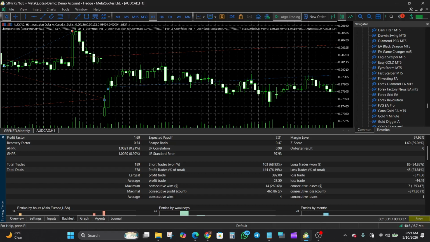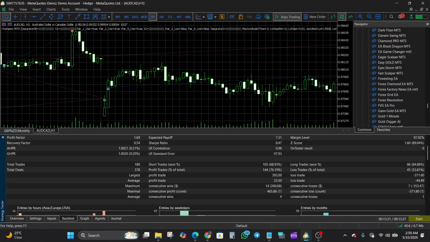Results will heavily depend on the broker conditions, spread quality, execution speed, lot sizing, and overall risk configuration. Okay, so you have to keep that in mind. But past performance does not guarantee future results.